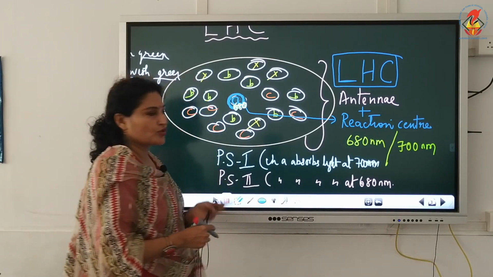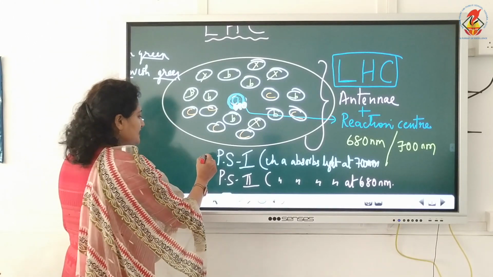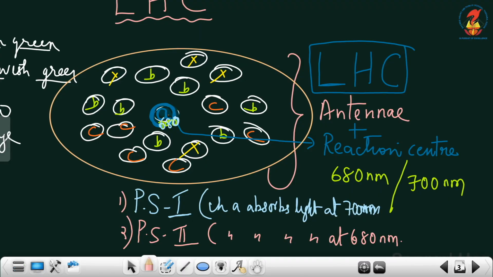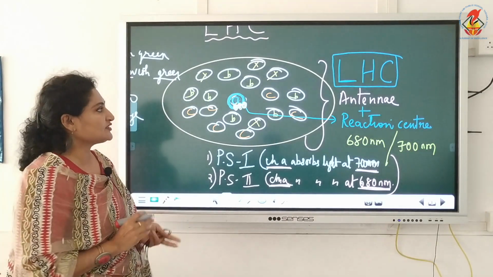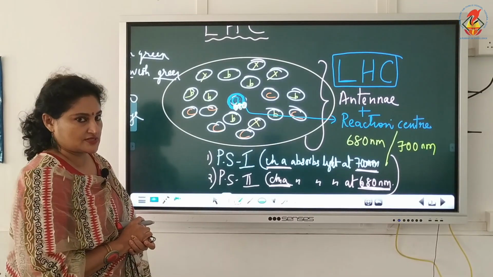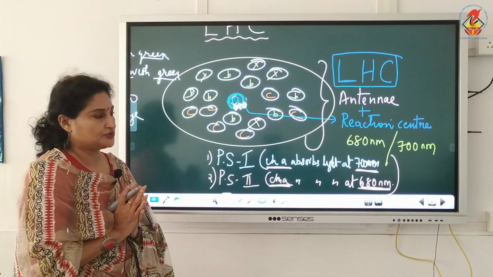So, we have two photosystems or two light harvesting complexes. They are PS1 and the second one is PS2. The difference between PS1 and PS2 is only with respect to the chlorophyll A. In PS1, chlorophyll A absorbs light at 700 nanometers, whereas in PS2, the chlorophyll A absorbs light at 680 nanometers. So, that is the basic difference between the two light harvesting complexes or the two photosystems. I hope the two photosystems are well introduced to you.